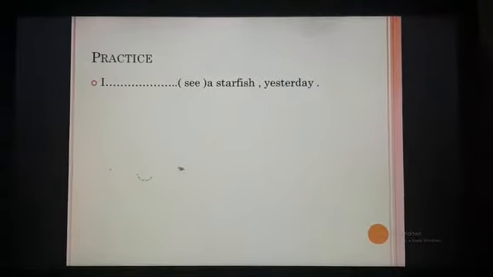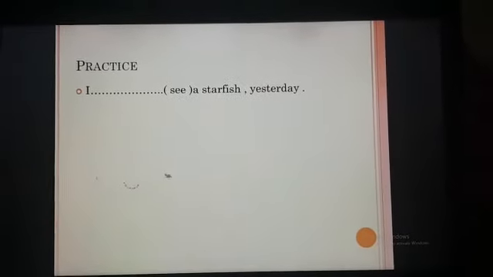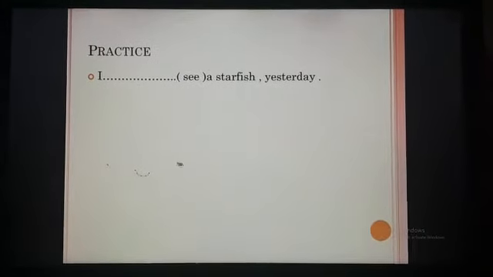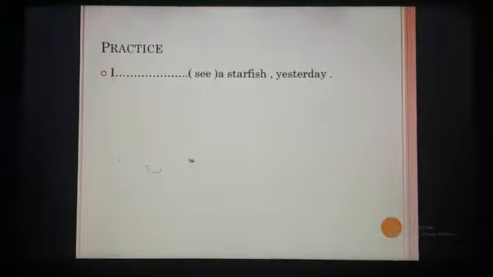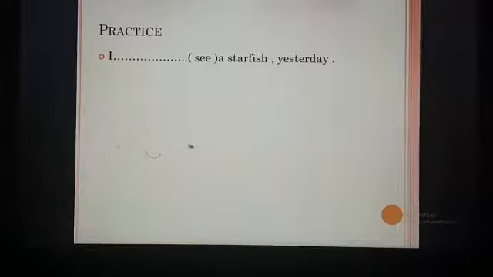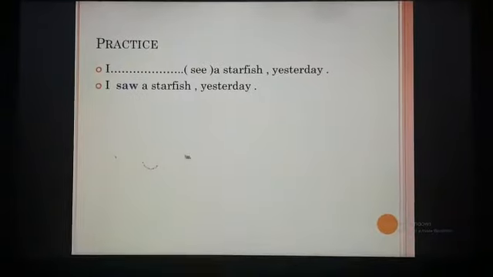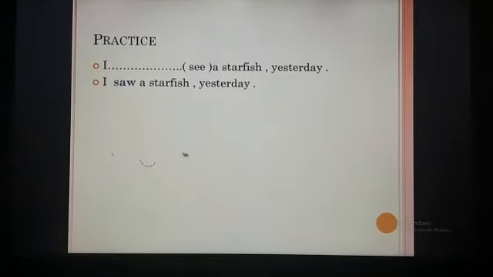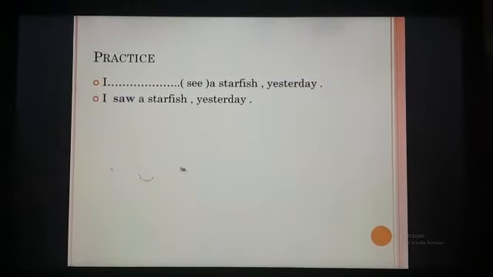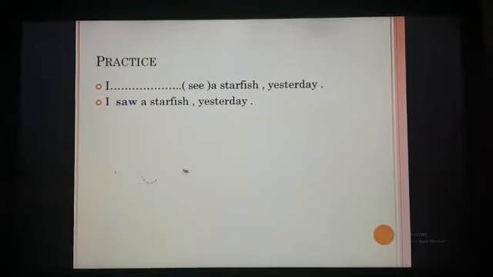The first sentence: I, my verb is see, a starfish yesterday. So my keyword here is yesterday. So the verb is supposed to be in the past tense. Any answers? Bravo, guys. I saw a starfish yesterday. So see changed to saw. Is it a regular or irregular verb? Excellent. It's an irregular verb.